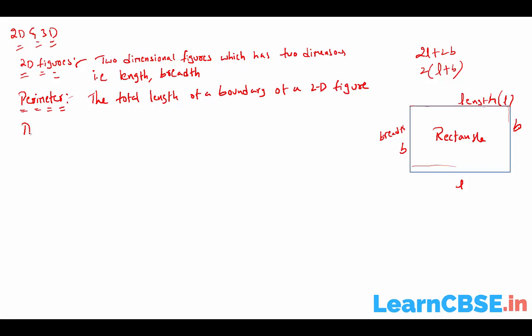Then area. The space enclosed by a two-dimensional figure is called area. So this is the space enclosed by the two-dimensional figure, the entire space within the boundary of the length and breadth. The space enclosed by this figure is nothing but area. Since it is in the shape of a rectangle, you can call it the area of the rectangle.